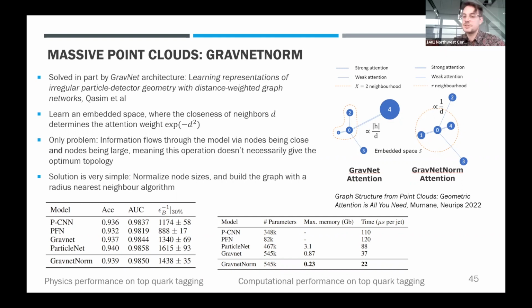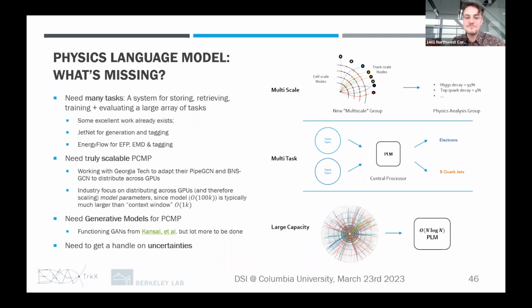That's one step in the direction of how do you construct a graph when you don't know what that graph should represent. But the task is not finished. There are many things, I think, that are missing from a physics language model. We need more tasks.